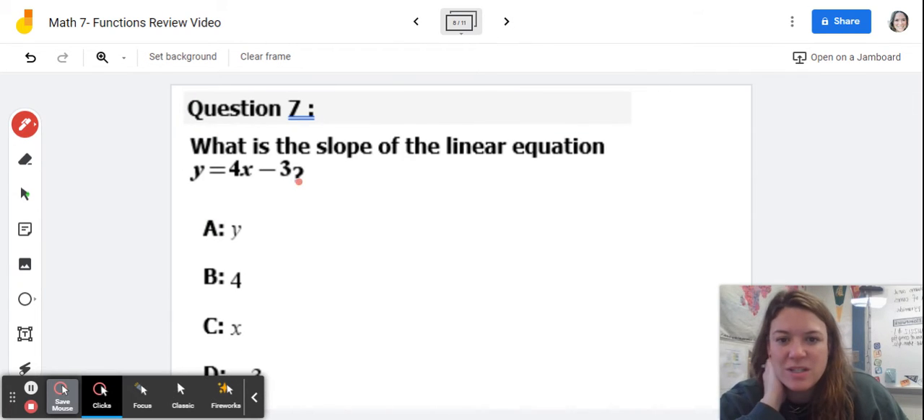This is new. All right, what's the slope of the linear equation? So the slope, you got to remember this form.